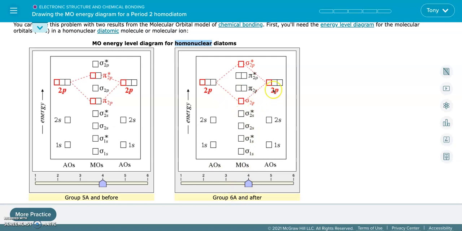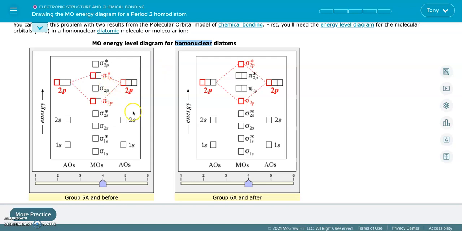The ordering of our molecular orbitals is going to go sigma, pi, pi star, sigma star, whereas the ordering for overlap of our p orbitals in group 5A and before is going to go pi, sigma, pi star, sigma star. So that's something we need to pay attention to.